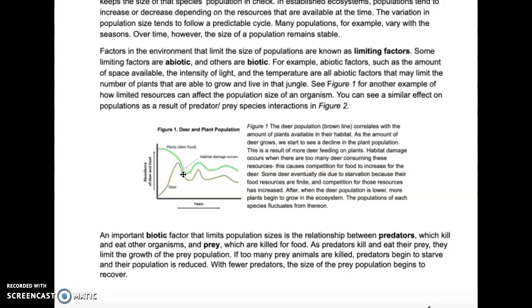This causes competition for food to increase for the deer because there's more deer competing with each other for food. Some deer eventually die due to starvation because their food resources are finite or limited, and competition for those resources has increased. When the deer population is lower here, more plants begin to grow in the ecosystem, and that's where we can see this green line going up. The populations of each species fluctuate, or go up and down, from there on, right?